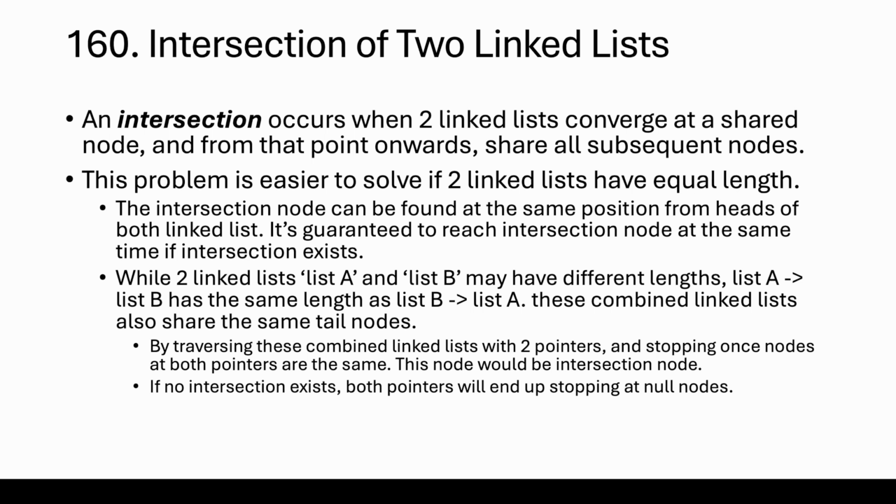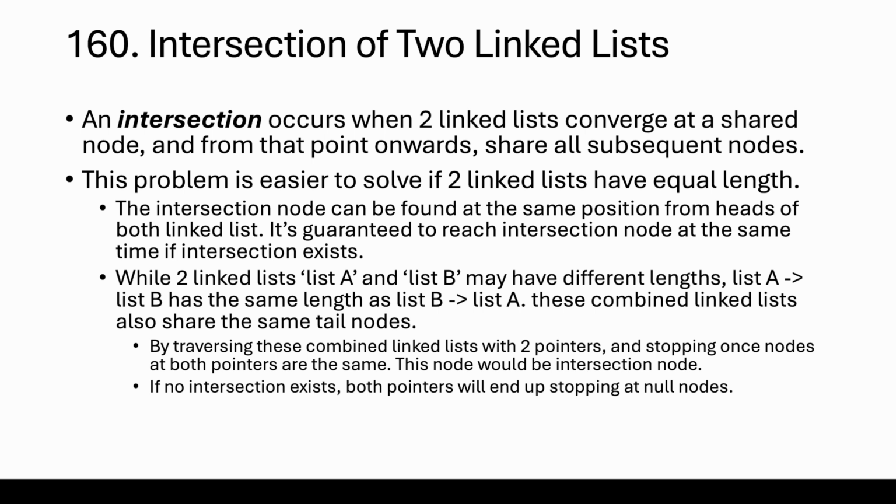This problem is easier to solve if two linked lists have equal length, because the intersection node can be found at the same position from heads of both linked lists. It's guaranteed to reach the intersection node at the same time if an intersection exists. While two linked lists, list A and list B, may have different lengths, list A to list B has the same length as list B to list A.